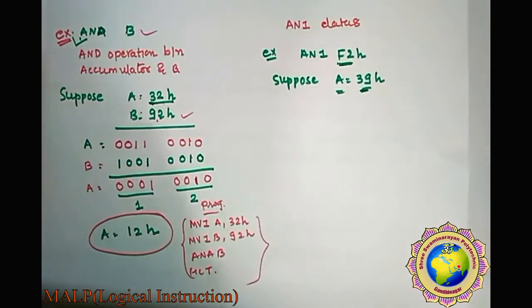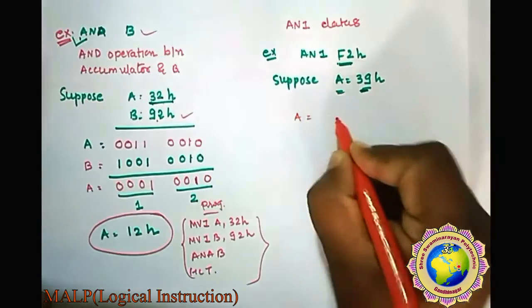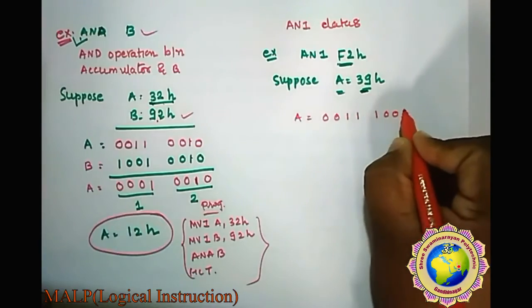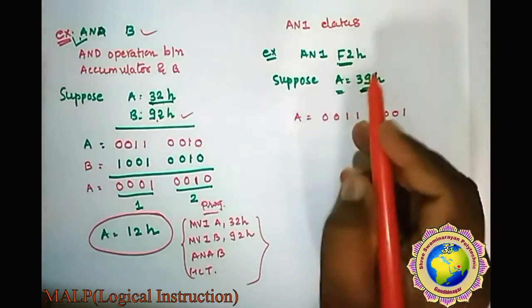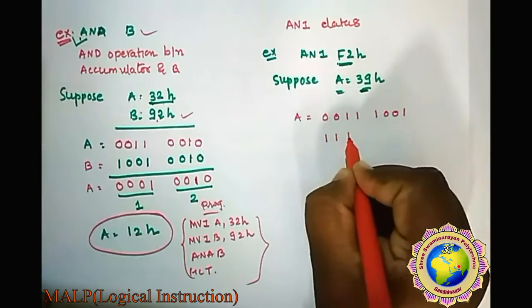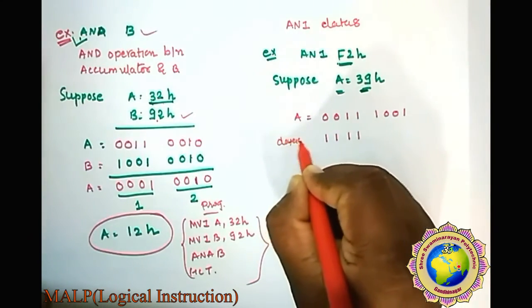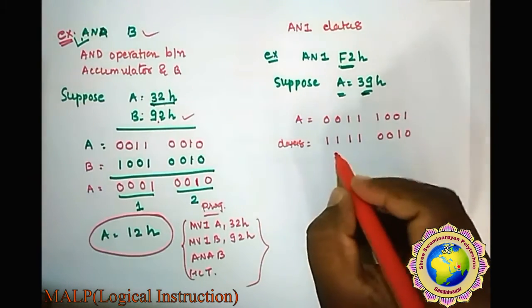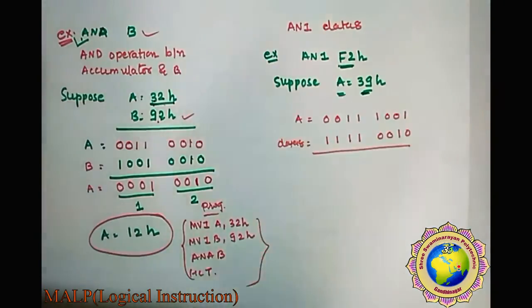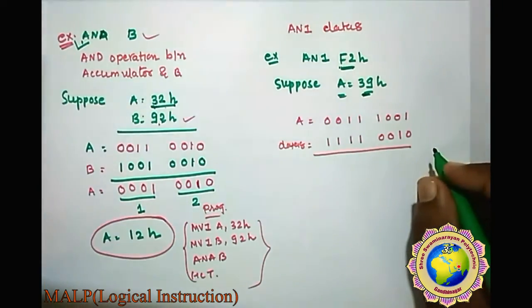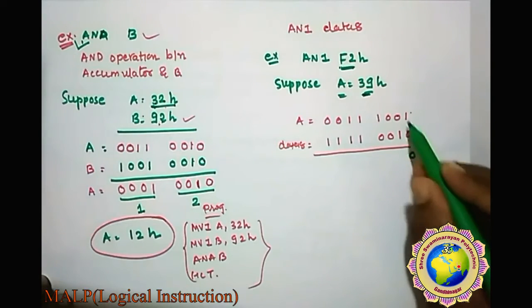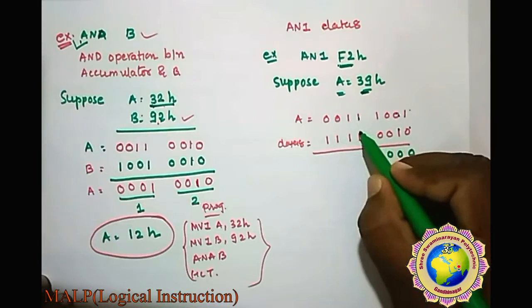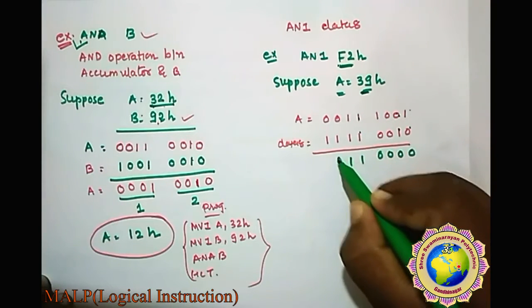So first write down the accumulator in the binary form, that is 0 0 1 1 1 0 0 1. What is F? F is 1 1 1 1. That is our 8-bit data. What is 2? It's 0 0 1 0. Now perform the AND operation between these two.